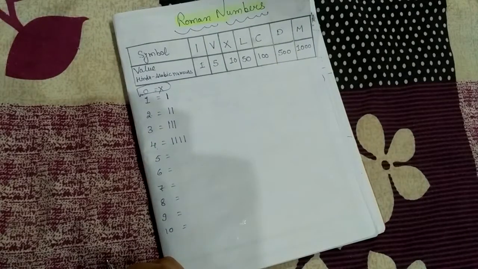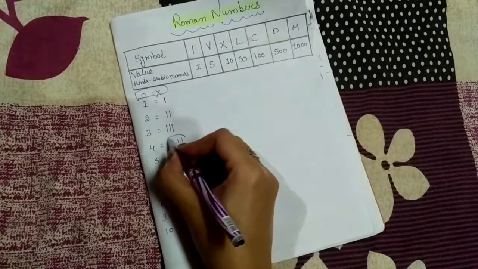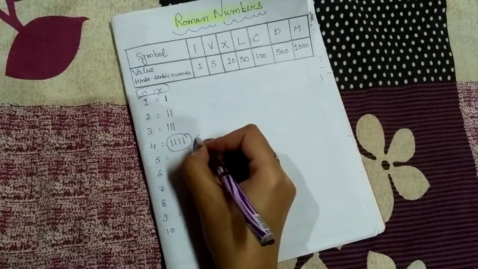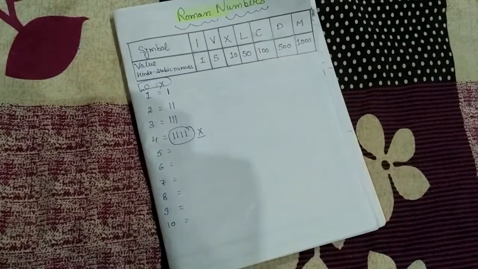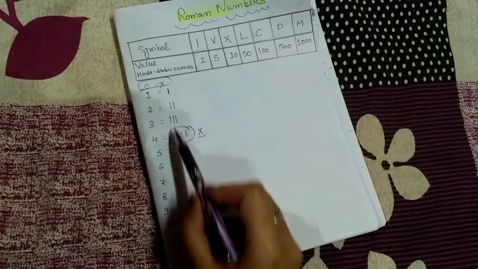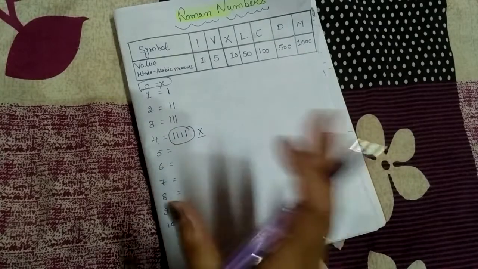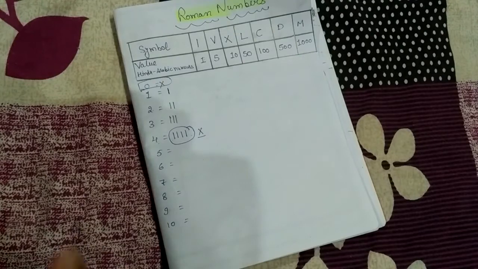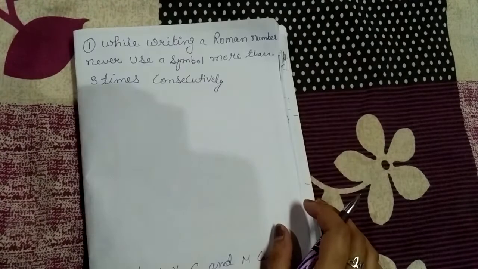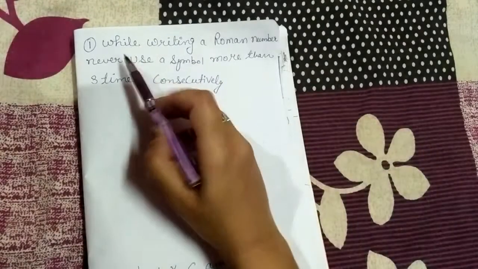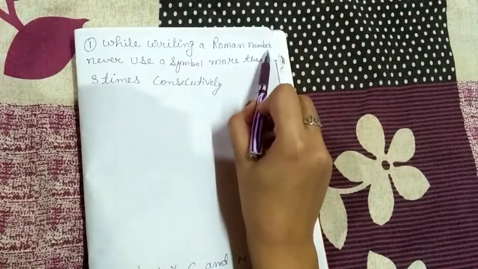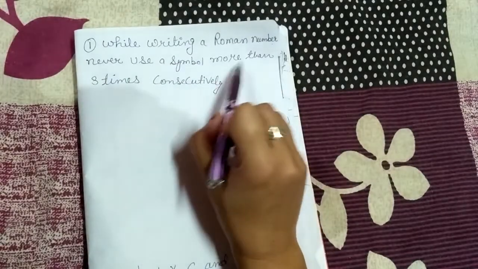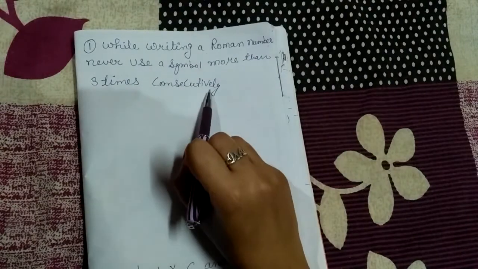Right? No. For 4, we cannot write four I's. There is a reason behind that. I'll tell you why. First reason, you can see that it is becoming very difficult to write the numbers. So for that we have a specific rule. First rule is, while writing a Roman number, never use a symbol more than 3 times consecutively.